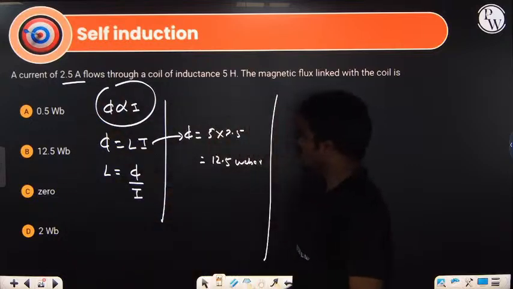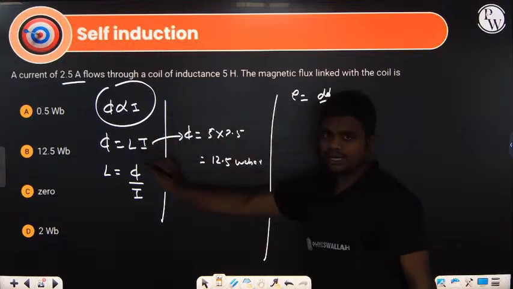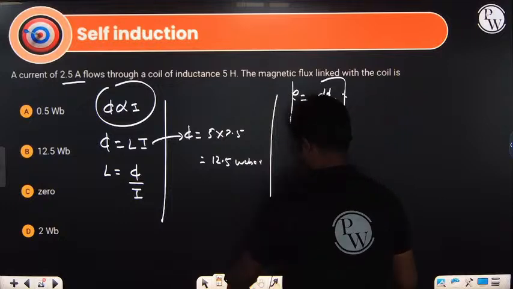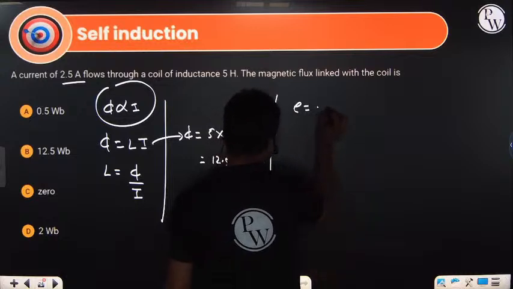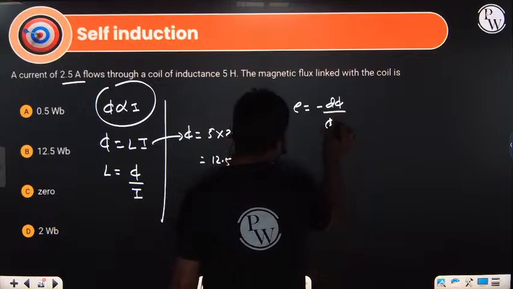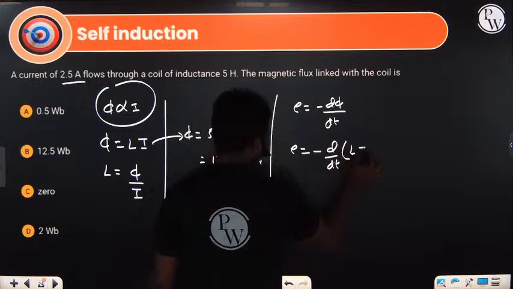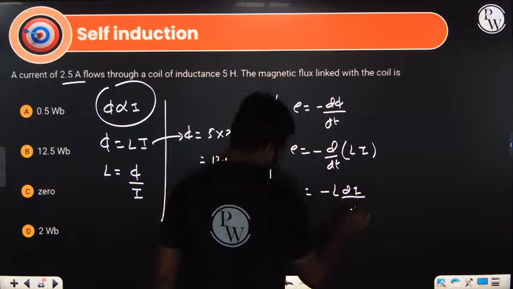So for self-induction, phi is proportional to I. Second is induced EMF. We have E is equal to minus d phi by dt. And what is phi? The phi we have is L into I. So E is equal to minus d by dt of phi, which is minus d by dt of L into I. Since L is constant, this is minus L into dI by dt.